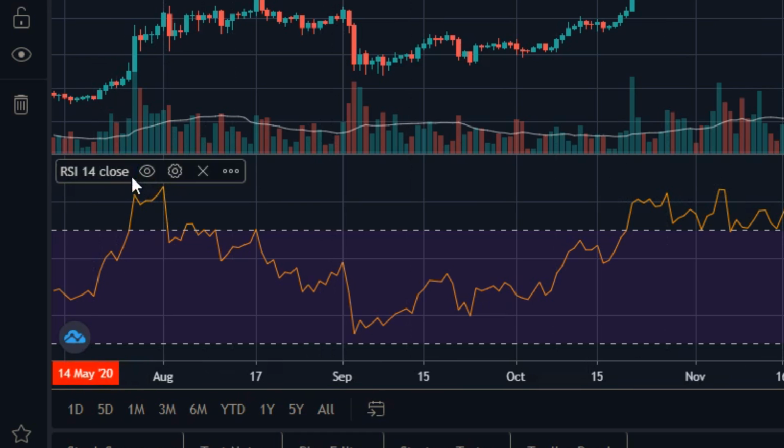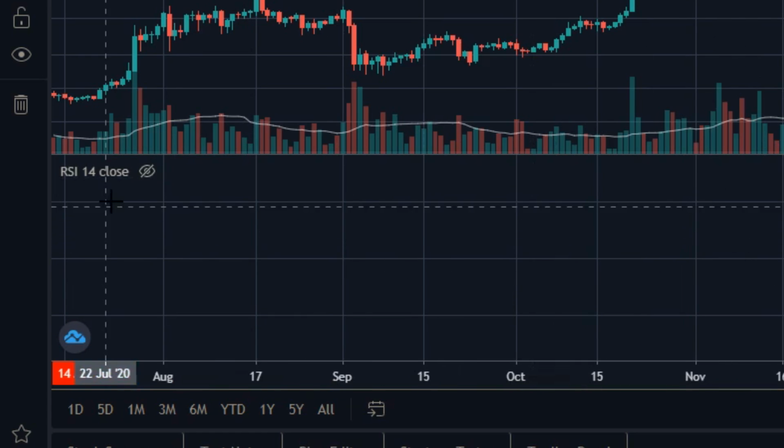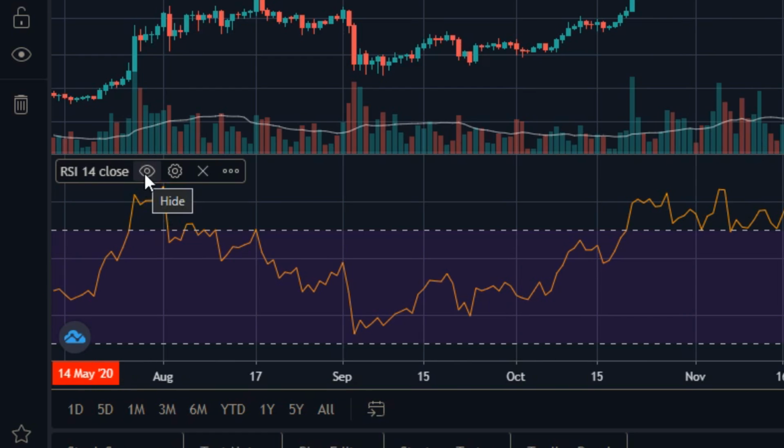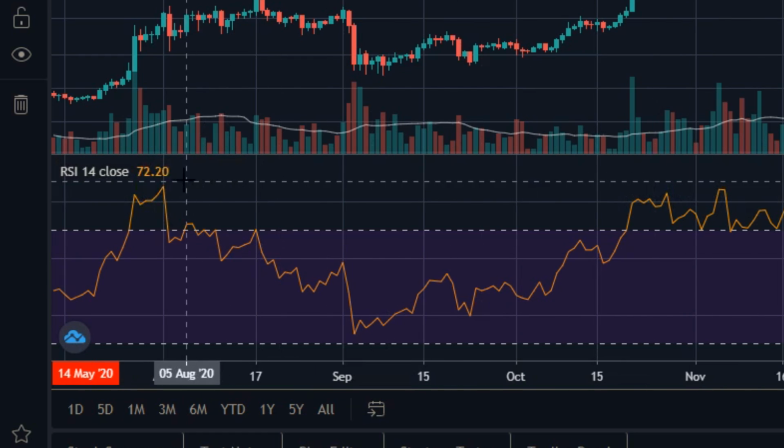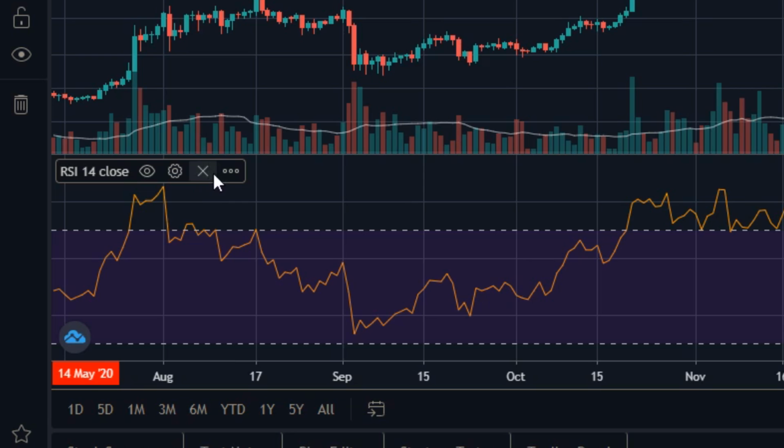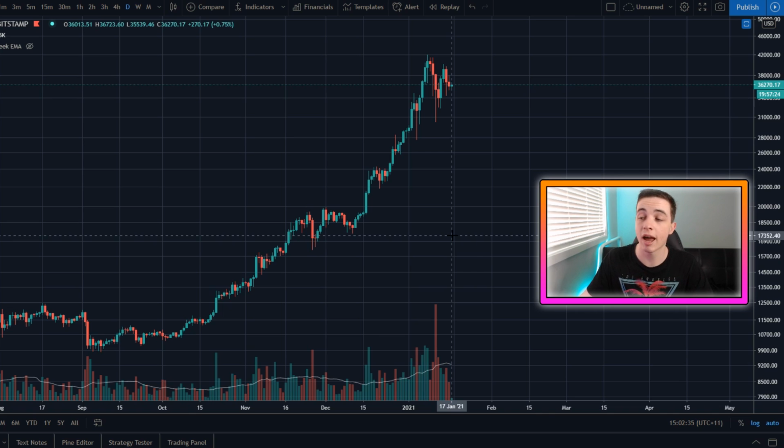And if I just close out of that, how to delete an indicator off your chart, you just go over to the indicator's name here. If you click the little eye icon, that just hides that indicator. So you can hide that indicator off your chart. You click it again to bring it back up. And if you want to delete the indicator, you click that little X button there, and that removes the indicator off your chart. So clicking that little X button on the RSI will just bring you back to your chart looking like this.